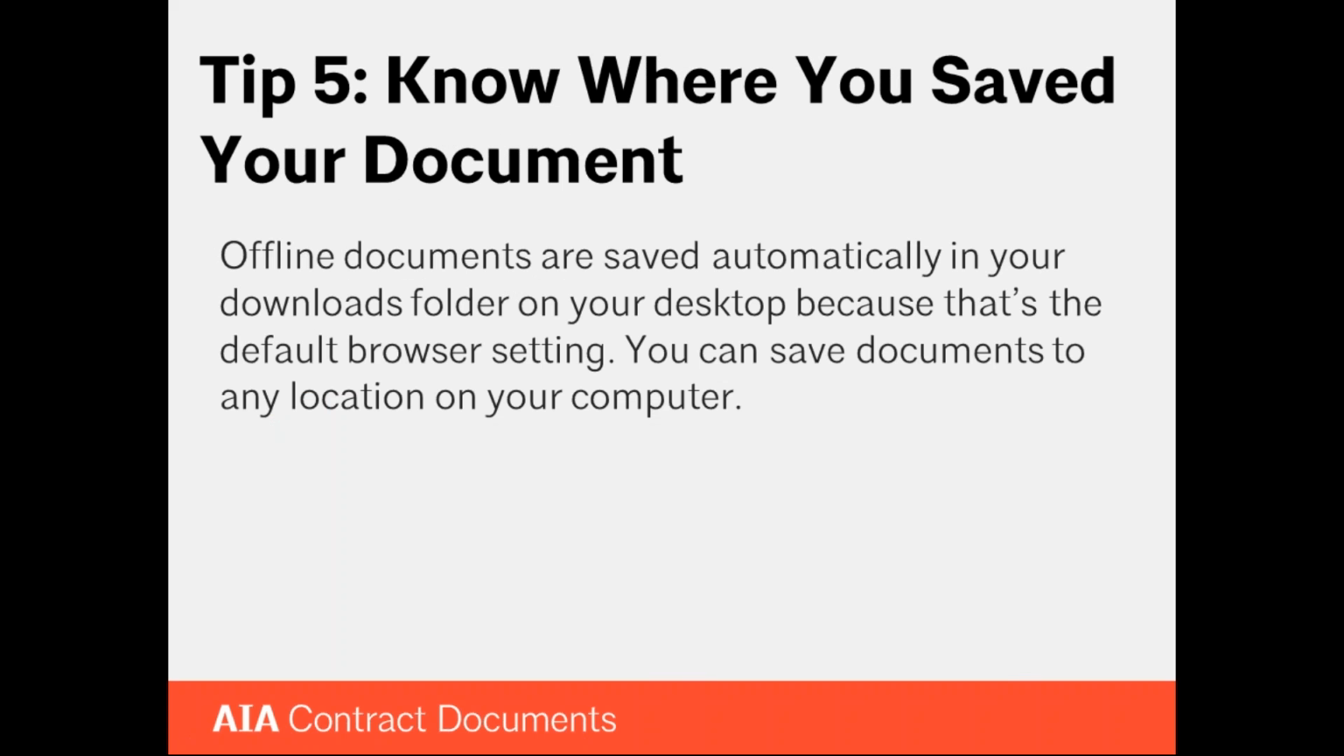Tip number 5, this is a question we get a lot in technical support. Know where you saved your document. So the offline documents are saved automatically in your Downloads folder on your desktop because that's where your default browser setting is. You can, of course, save documents to any location on your computer by just doing File, Save As. But if you've just been hitting Save and you don't know where it is, it's in the Downloads folder.